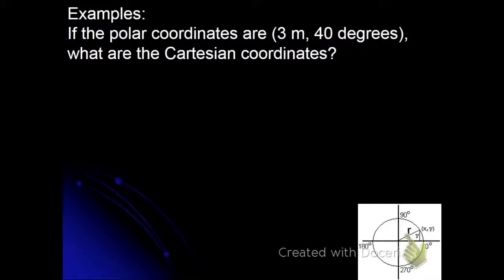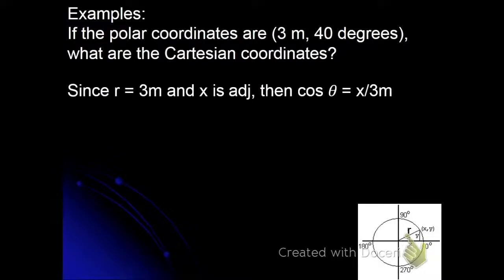We can also go the other direction and start with polar coordinates and turn them into Cartesian coordinates. Here 3 meters is the radius and 40 degrees is the angle, and we want to figure that in terms of x and y. So we know the radius is 3 meters. Our x side is going to be adjacent to that angle, and adjacent sides use cosine, so we're going to do the cosine of 40 equals x over 3.